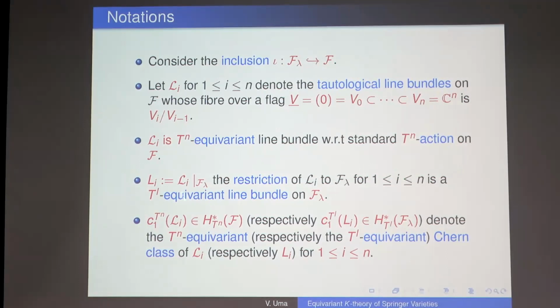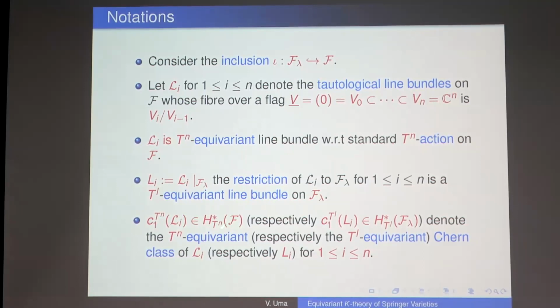Now we know that we have a Tn action, but T_L is a subgroup of Tn. So we can also think of the L_i's, which are the restrictions, as T_L equivariant line bundles on this F_lambda, which already has a T_L action, because this map is a T_L equivariant inclusion. So there is a T_L action on F_lambda, and these line bundles are T_L equivariant line bundles on F_lambda. Therefore, whenever we have equivariant line bundles, we can take the associated bundle.